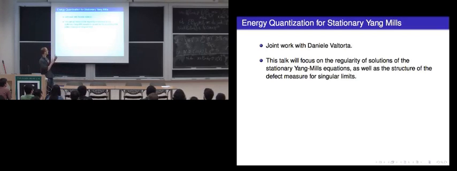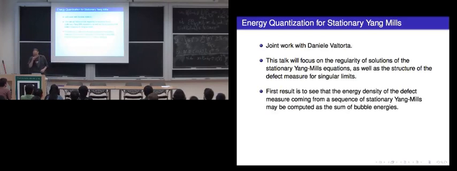And so let me use a bunch of big words now, and we'll be spending a lot of time understanding these words. So the result for the energy identity is to say that the energy density of this defect measure coming from a sequence of Yang-Mills can be computed explicitly as the sum of bubble energies, right? So a bunch of words, and we'll hit all those words before we're done.